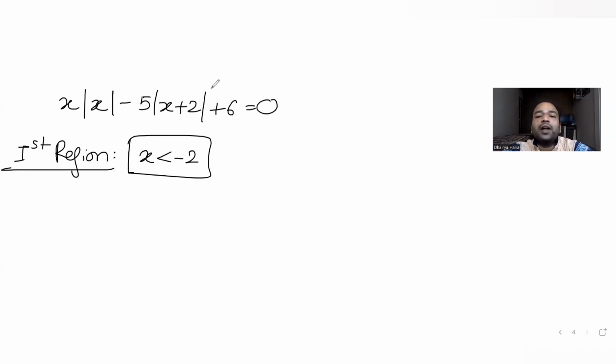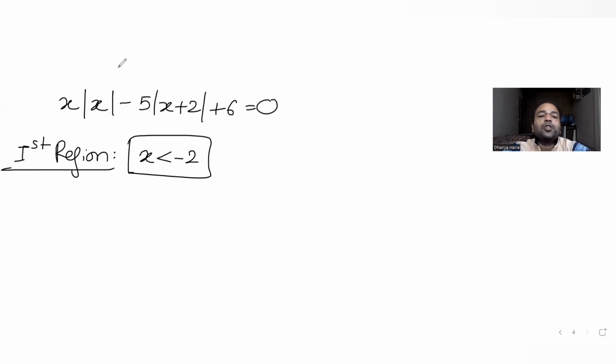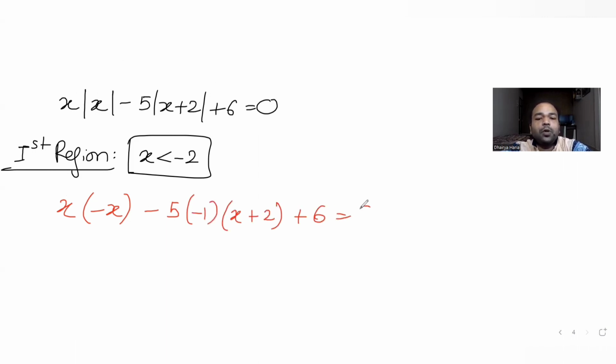Since both of the ideas are negative inside the mod, whenever something inside the mod is negative, we use the second idea: we multiply that expression with -1. So if I multiply this expression with minus 1 entirely, x into mod of x becomes minus x minus 5. This entire expression also gets multiplied with minus 1, plus 6 equal to 0.